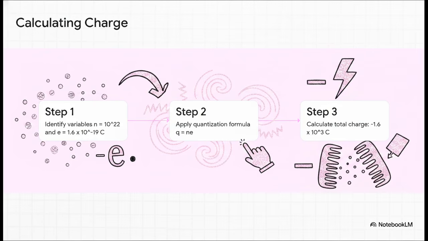Step 1, we identify our variables. N is our massive number of moving electrons, 10 to the 22, and E is our tiny elementary charge. Step 2, we apply our quantization formula, Q equals NE. For step 3, we just multiply them together. When you multiply that absolutely huge number of electrons by that incredibly tiny charge, it reveals that the comb holds a surprisingly large charge of negative 1.6 times 10 to the power of 30 coulombs. It's a brilliant example of how microscale physics creates macroscale effects you can literally feel.